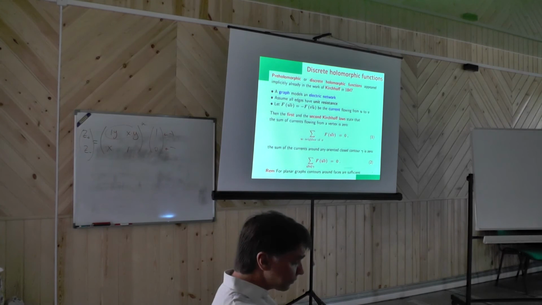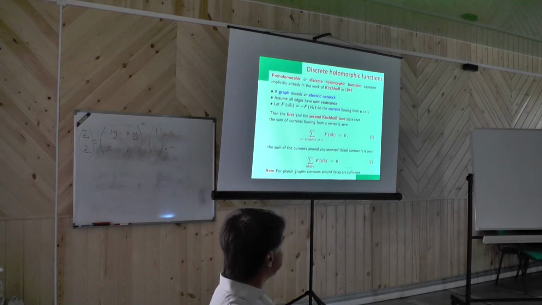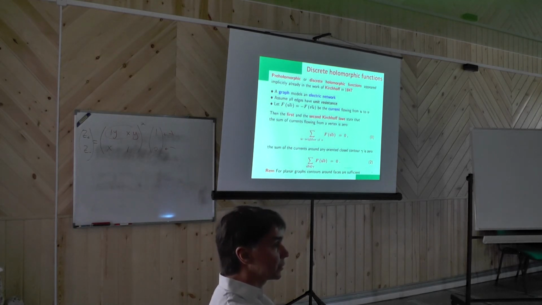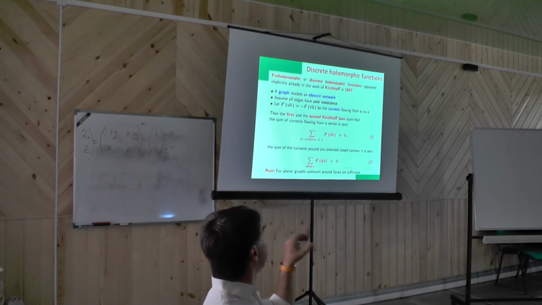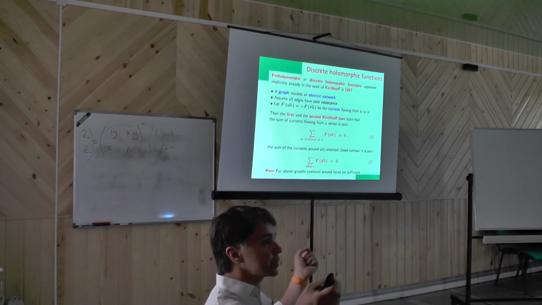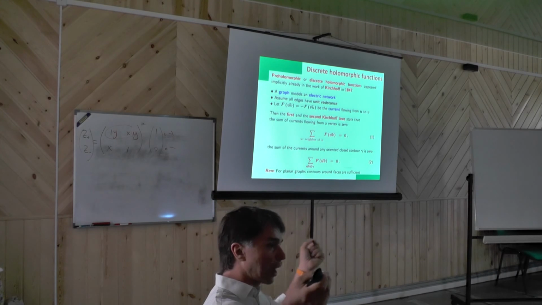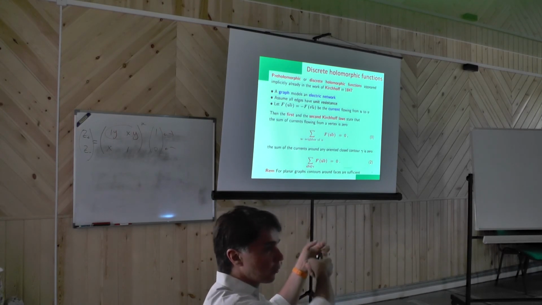Now, discrete holomorphic functions first arose indirectly in the work of Kirchhoff on electric currents. If you have an electric network, if you present your graph as an electric network, you can put on every edge a number which is the electricity, the current flowing from one end to the other end. So it's an antisymmetric function. If current 1 flows from U to V, it's the same as -1 flowing in the opposite direction.